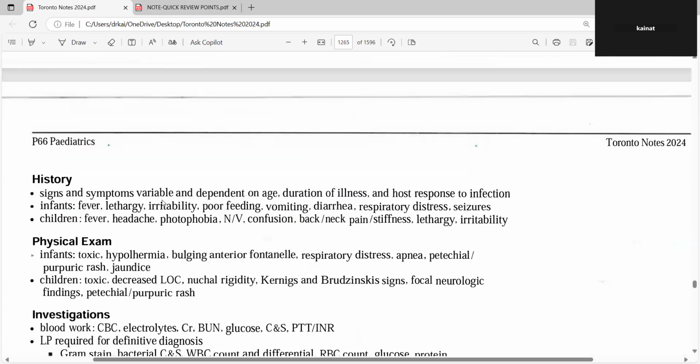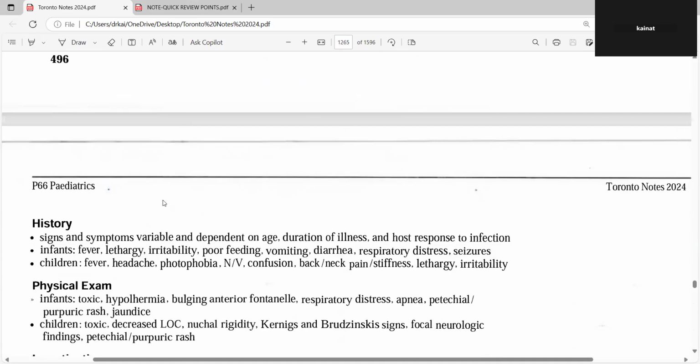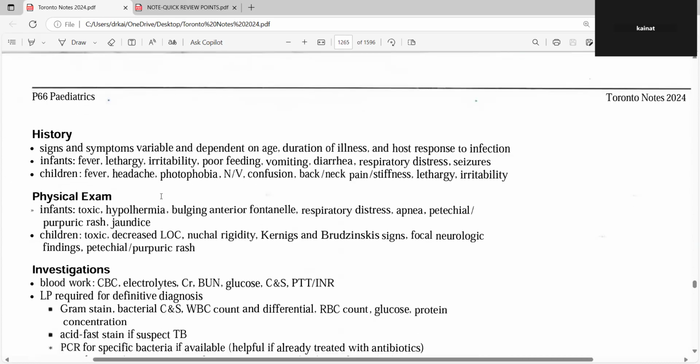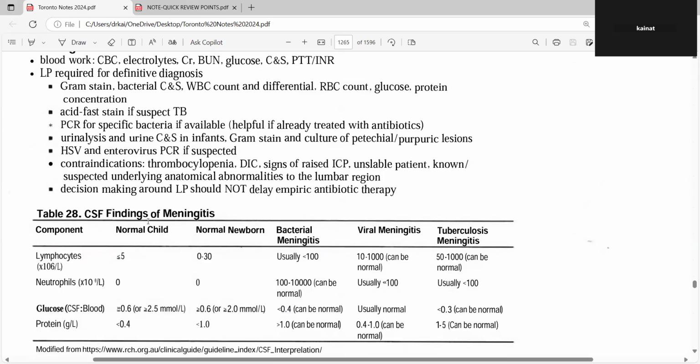Then comes the meningitis. In the meningitis, we already know what you need to remember: the CSF culture and their levels. If it's TB, what is the thing? So here it's the thing. In CSF findings of meningitis, the lymphocytes in the normal should be less than 5. In normal newborns, up to 30. In bacterial, it's less than 100. In the viral, it's very high, and tuberculosis is also very high.